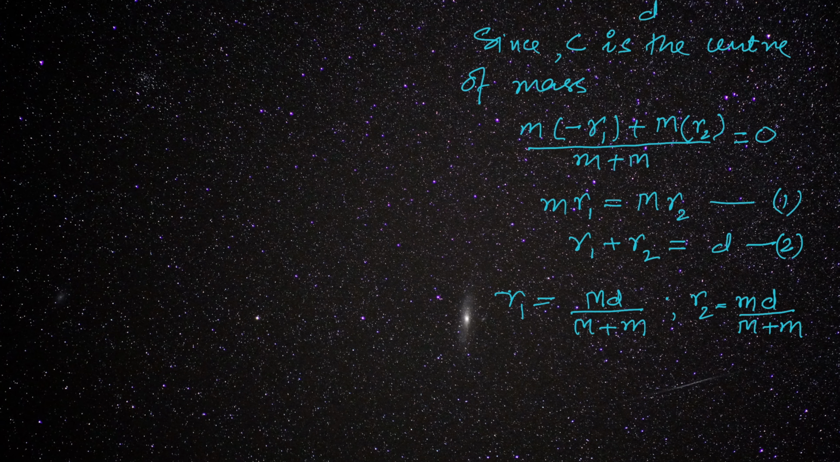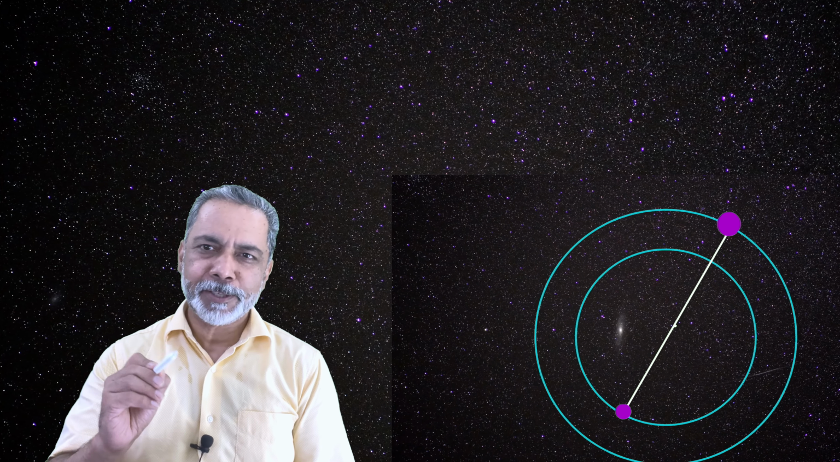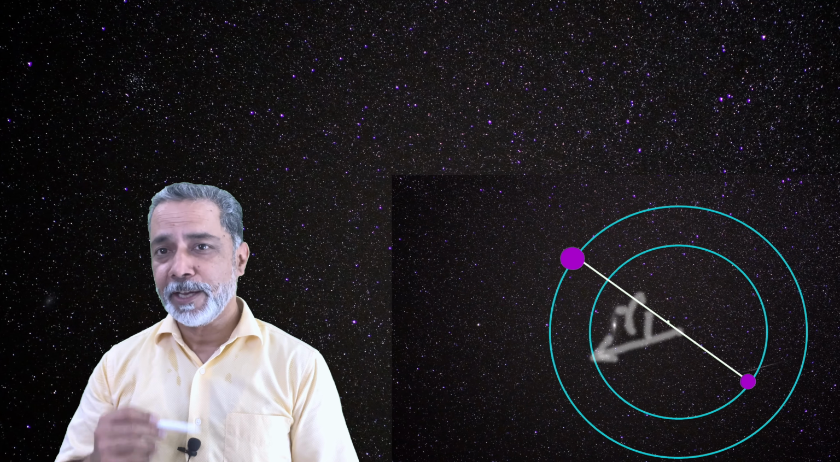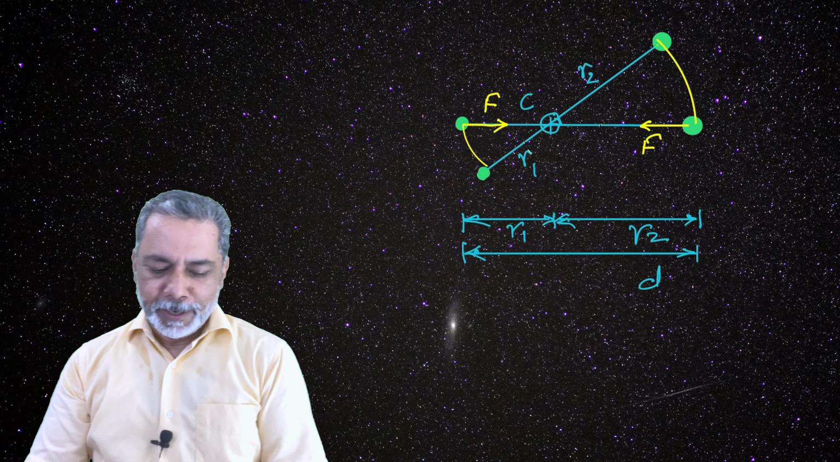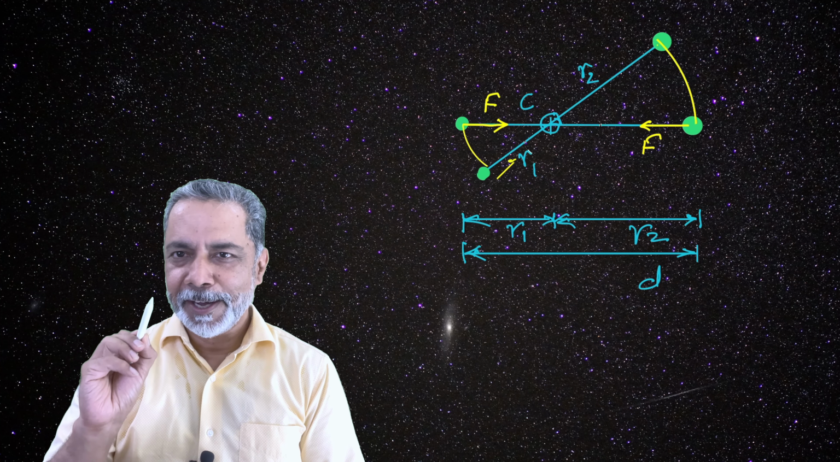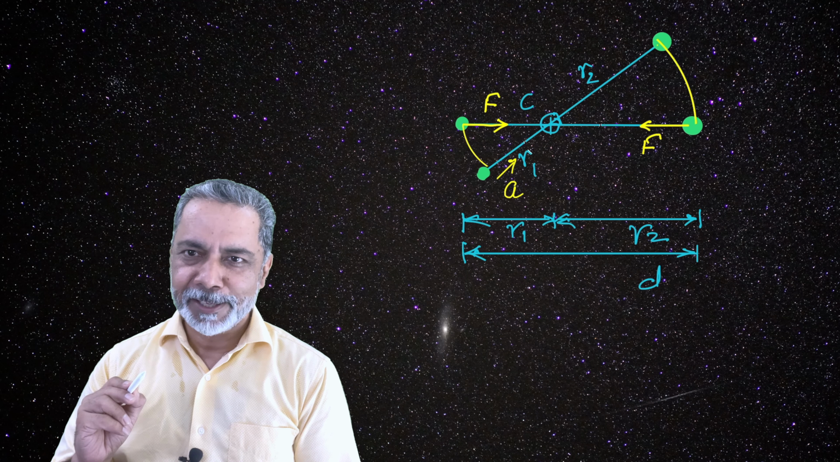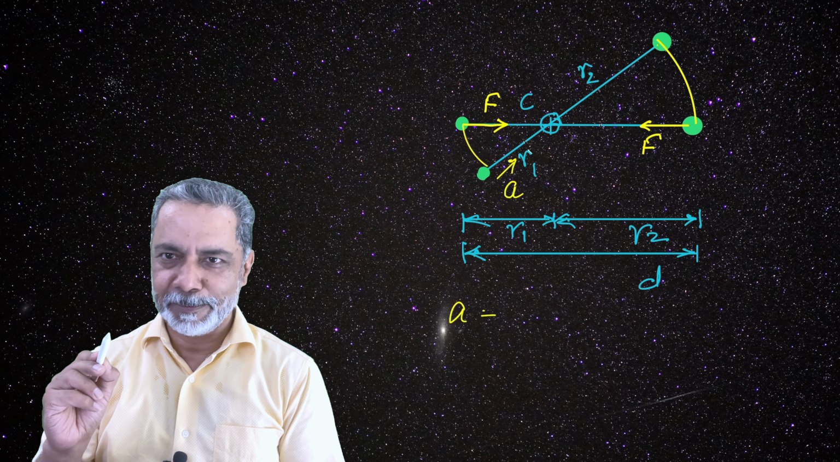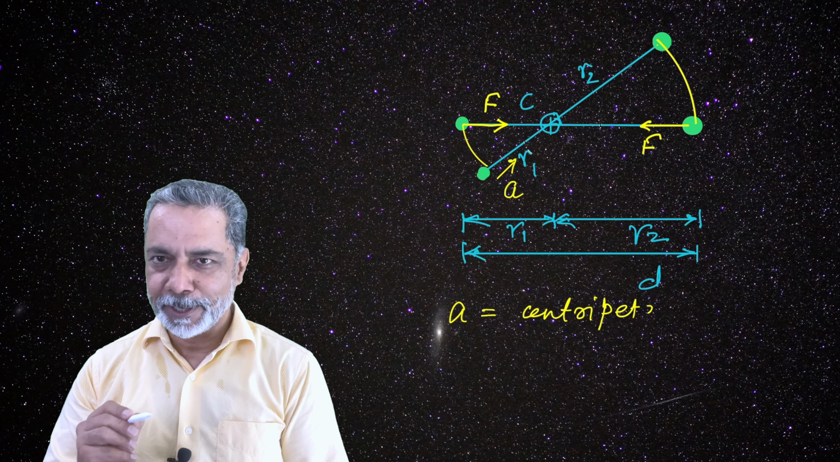We are now going to observe the star of mass small m, which is rotating in a circle of radius r1, and we've already calculated r1 in the previous step. Small m is rotating in a circle of radius r1, and therefore its acceleration towards the center of mass is omega square times r1, omega being 2 pi by the time period of revolution.